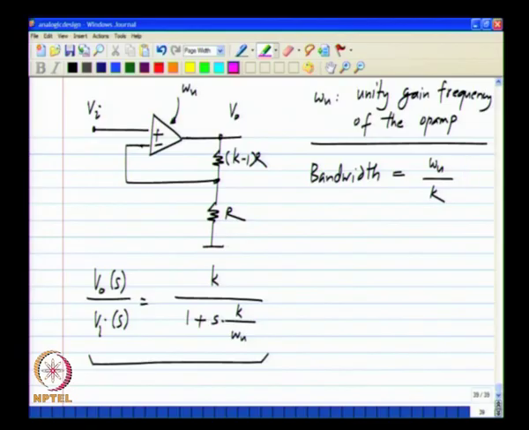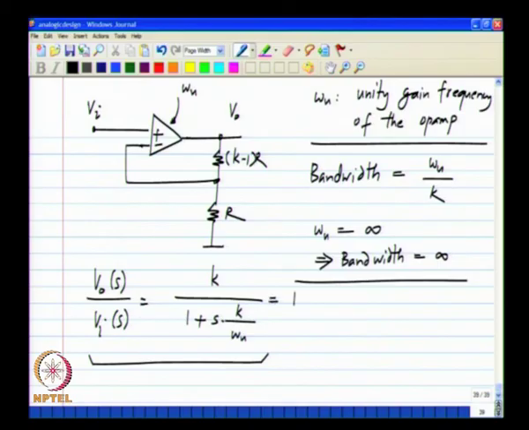Okay. Now, if you set omega u to be infinity, then the bandwidth will be infinity. So, that means that for all frequencies the gain of the system will be k, the transfer function will not have any s terms in it, the transfer function will simply be equal to k.